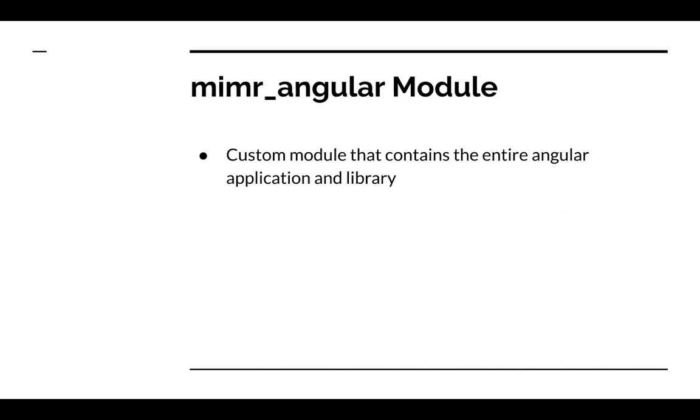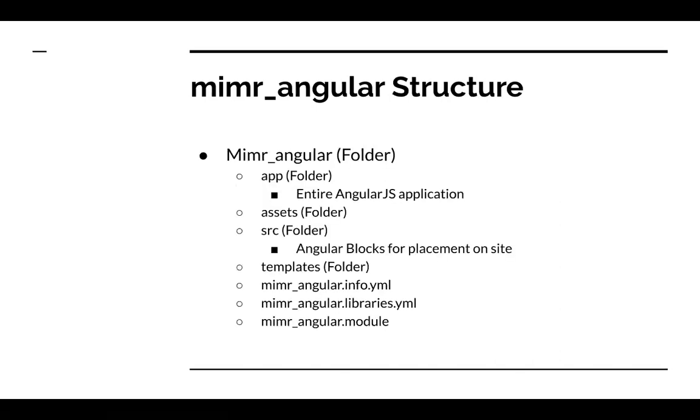So that was a brief overview of how we imported it. It was a very technical piece that we could definitely talk about more, but that's not why we're here. Really why we're here is to talk about the MIMR Angular module. This is the custom module we developed that contains the entire Angular application and library that's used throughout the site. So I figured the first thing that's important to talk about is its structure itself.